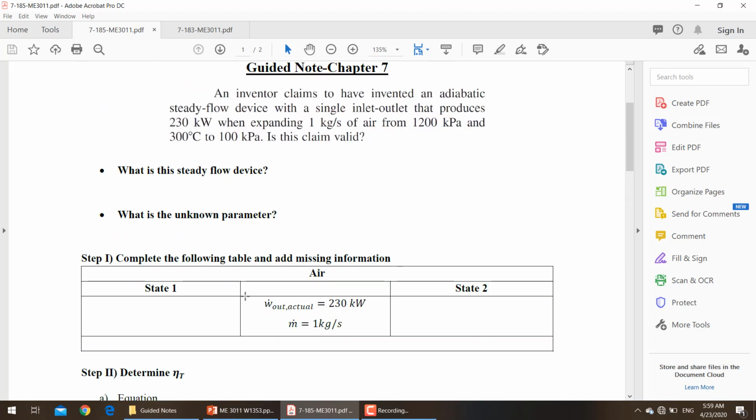As the first step, please complete this table. I added some information. This is air. State one, state two, and then please spend 2 minutes, pause this video, and complete this table.